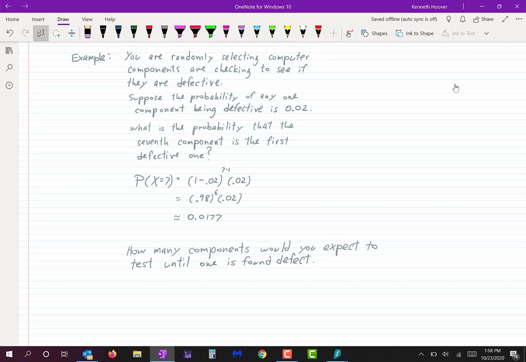Okay, the answer is something like this. I'm just going to work our way up to this. You might say, well, yesterday it took me 5 tries to find a defective one, and the day before that it took me, let's say, 8 tries, and the day before that it took me 9 tries.